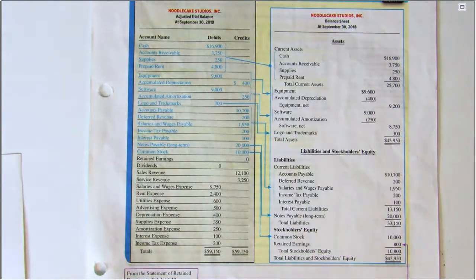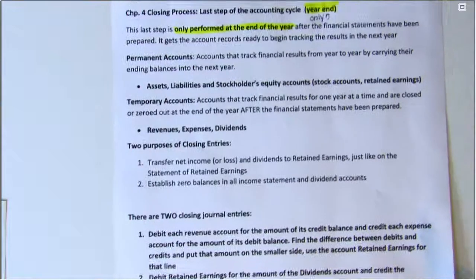Now, if this is the end of a regular month, we would just continue on with our next accounting month. We would be done with our end of period procedures. But if it is the end of a fiscal year, which is any consecutive 12-month period, then we have to close our temporary accounts and prepare our records for the next accounting year. Let's go to our Accounting Essentials document for Chapter 4 now. This should be the last page of that document.